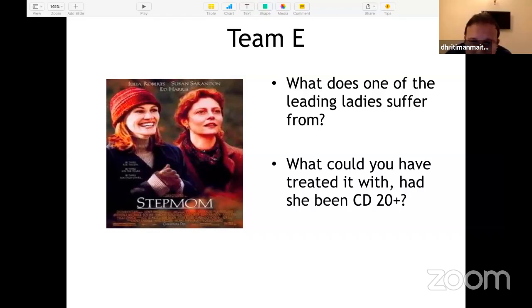And what could you have treated it with had it been CD20 plus? Bortezomib. If it's CD20 plus, you treat with rituximab, and whatever information I found and whatever I had seen and remembered, it was lymphoma. They didn't specify whether it was Hodgkin's or non-Hodgkin's. So I think I'll give you 5 for the first part you answered, and the second part was wrong, obviously.